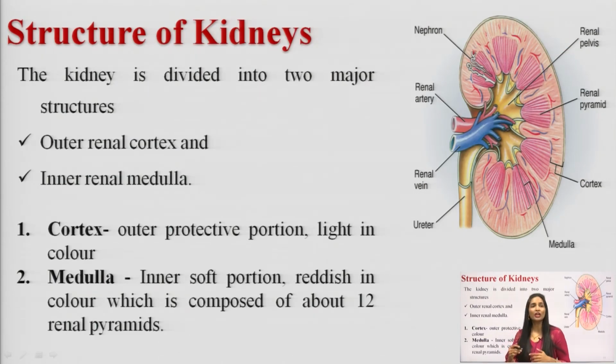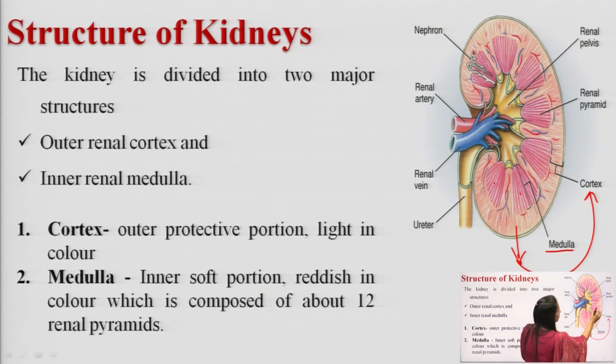If I am talking about the structure, the kidney is divided into two major structures, one is the cortex and the second one is the medulla. The cortex is the outer portion of the kidney, and the medulla is the inner portion. Look at the diagram here. This is the medulla, and this is the cortex, the outer portion, and the inner portion is the medulla.